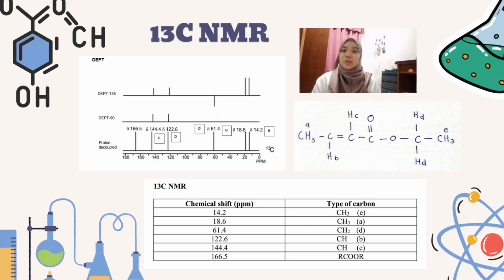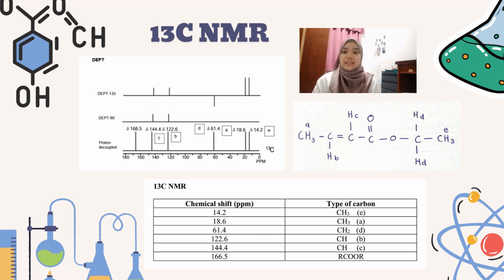Now, let's move on to 13C NMR. As we can see here, there are spectra for DEPT 135, DEPT 90 and proton decoupled. For DEPT 90, only CH peaks can be observed. For DEPT 135, we can see CH3 and CH peaks at positive signal, while CH2 peaks appear at negative signal. For proton decoupled, all carbon peaks, which are C, CH, CH2 and CH3, can be observed.